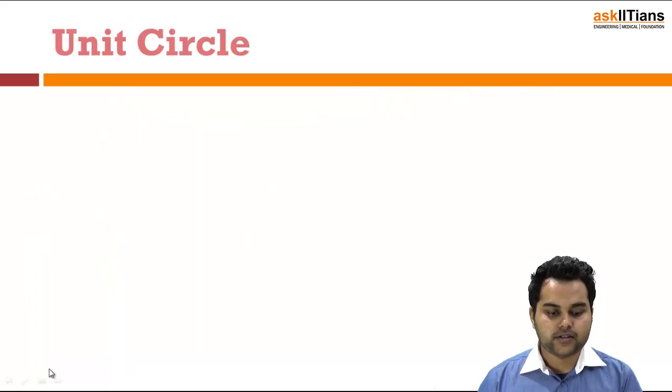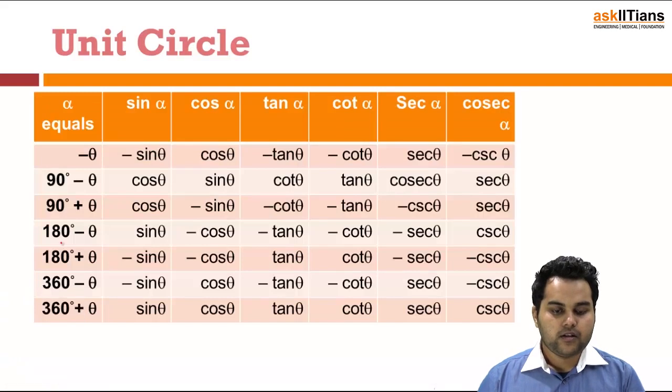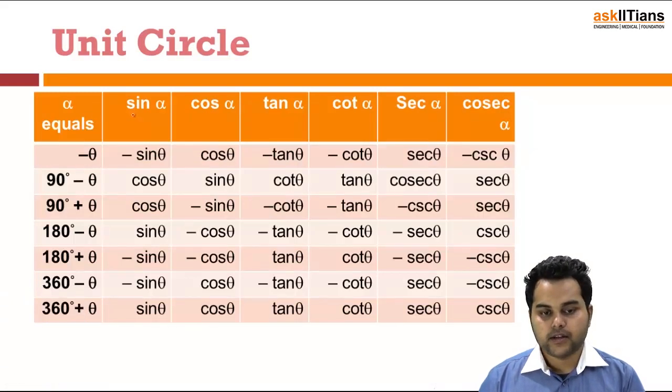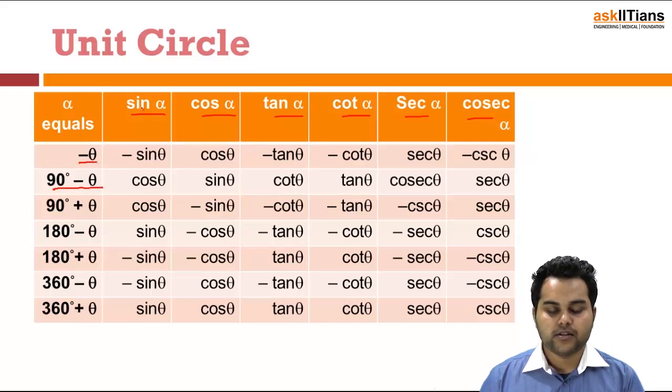Let's have a generalized table for these rules, with the 6 trigonometric ratios and the angles pertaining to them: minus theta, 90 minus theta, and so on. Sine of 90 minus theta, when alpha is replaced with 90 minus theta, would give cos theta. So I'll write down in which quadrants these angles would lie. Negative theta lies in the fourth quadrant, that is, clockwise towards the fourth quadrant from the origin.